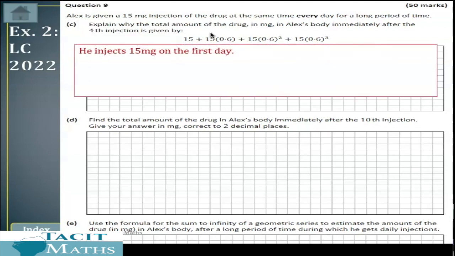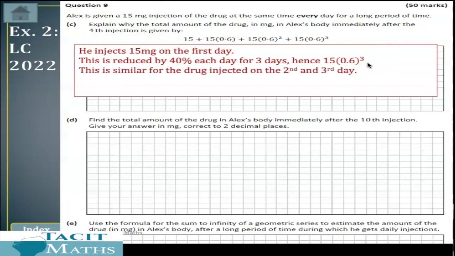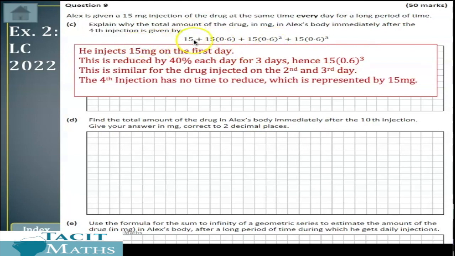And this is a very simple way. On the very first day, this part here represents the first day, he injects 15 milligrams, but every day it decreases by 40%, and that's where they get 15 multiplied by 0.6 to the power of 3. If that's all you said, actually you got full marks for that. If you said anything that was true in this case, you got your full marks. But you could keep going then, and say this is similar for the 2nd and the 3rd day, and the 15 on its own represents the injection on the 4th day, because that hasn't deteriorated yet. It's immediately after he's taken it, so that's your 15 milligrams.